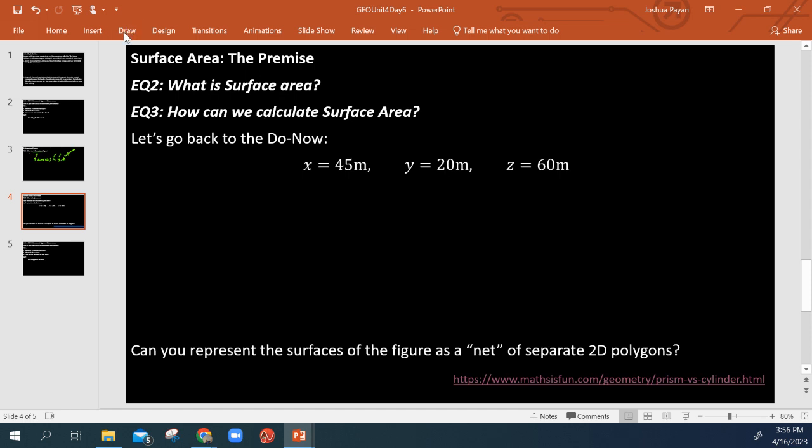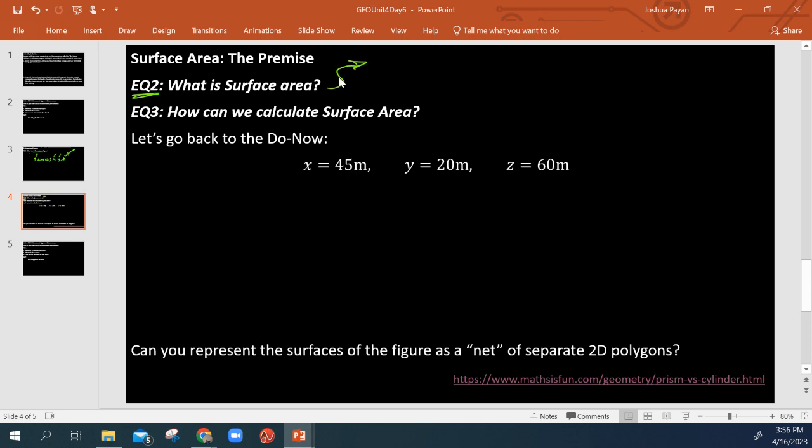Okay, so this video is going to be our second and final video for Unit 4, Day 6 for geometry. In it, we're going to answer these two EQs because they kind of go hand in hand. But let's start with this first EQ. We're going to talk about, well, what is surface area, right?